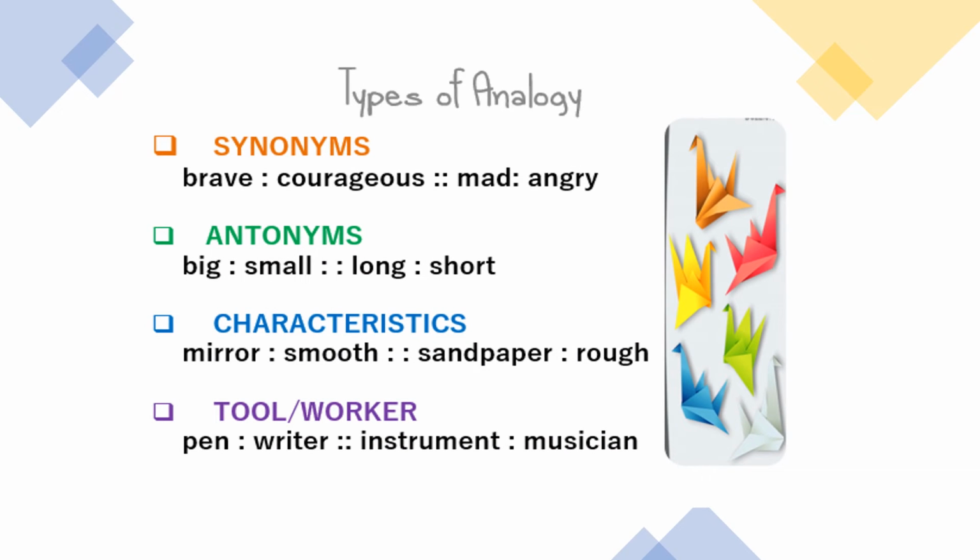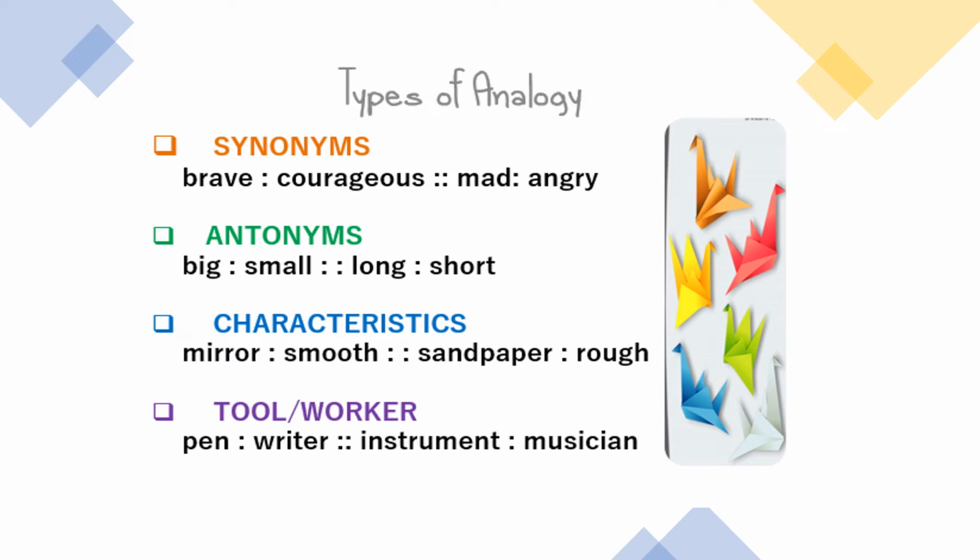Under each type of analogy, I have here examples. First, we have synonyms. Let's have a short recall. Synonyms are words with the same meaning, and that gives us the analogy. Under synonym, we have brave is to courageous, as mad is to angry. Under antonyms, antonyms, by the way, are words that have opposite meaning. So we have big is to small, as long is to short.